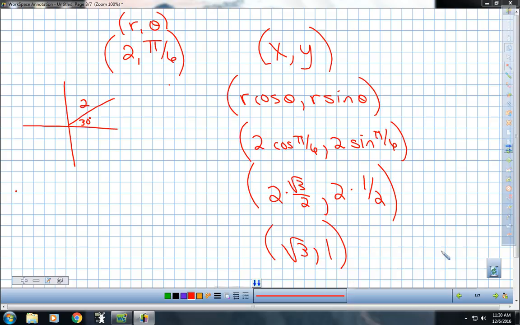Okay, we're back. All right, let's do it the other way. Let's do it the other way. So let's say I have this point. This is a rectangular coordinate.